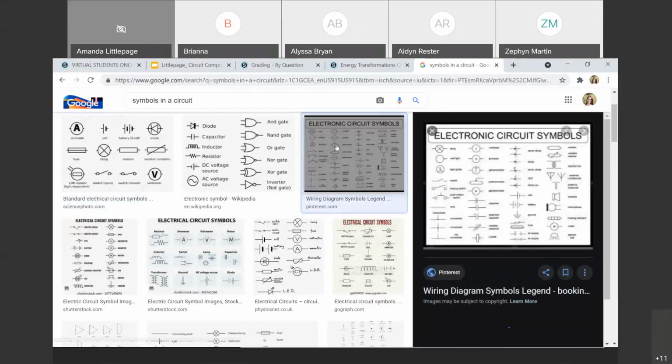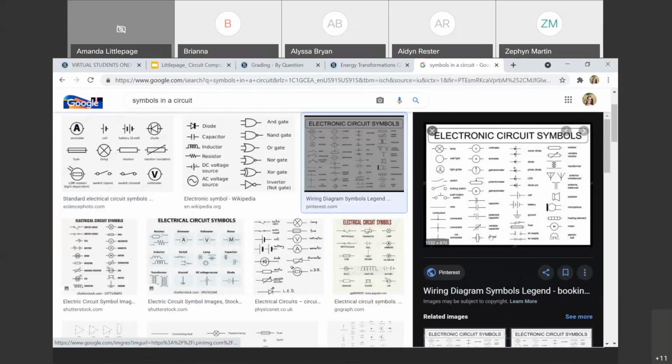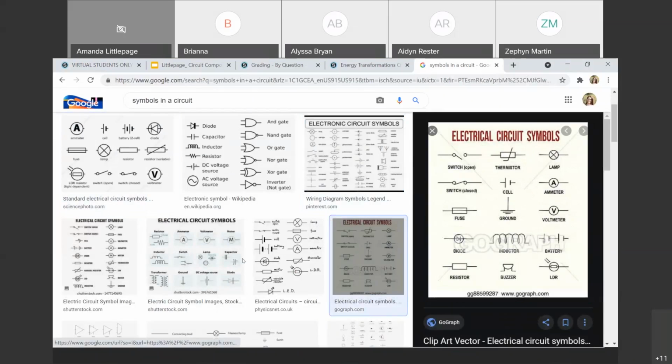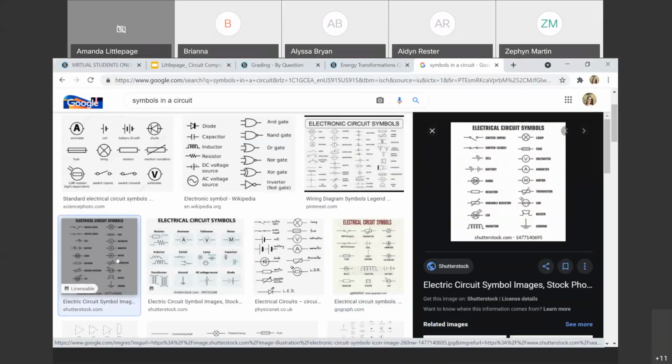You can look at some more. Here's another chart with all different types here. There's one right here, electrical symbols. So here's a lamp here, another switch, closed switch, open switch, a voltmeter, an ammeter. So you can find all of these just by typing them in.